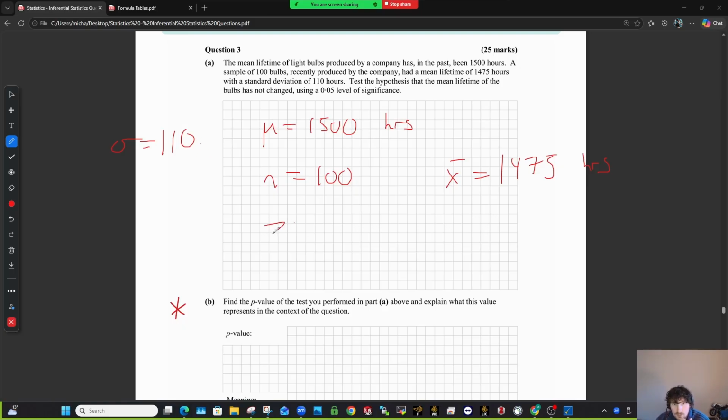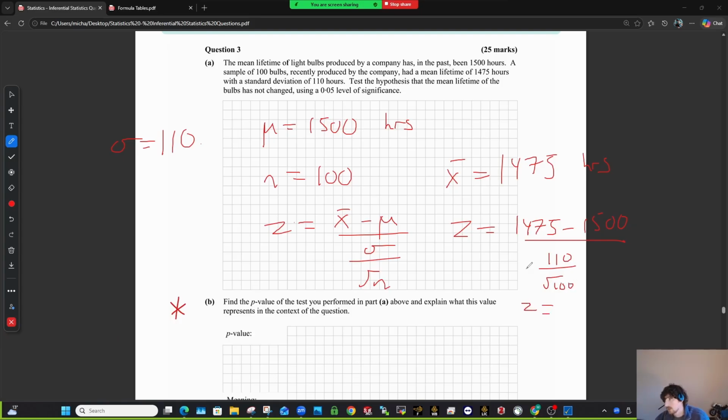Right. So we'll work out the z-score because we need it to get the p-value. So z here, we'll be using this formula. Got to state it for the examiner: z equals x bar minus mu, over sigma over root n. So z equals 1475 minus 1500, over 110 over root 100. So then z here equals, let me type it in, 1475 minus 1500, over 110 over root 100.